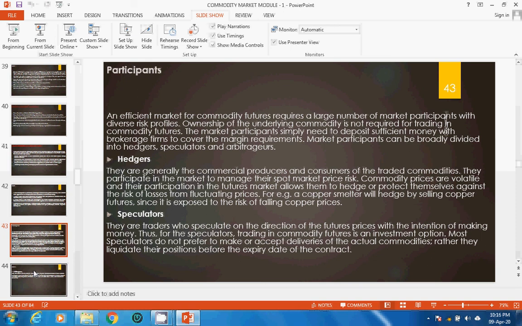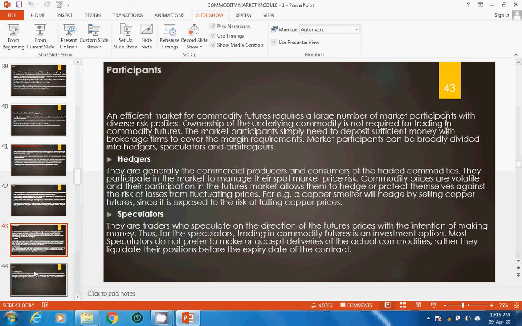Market participants can be broadly classified into hedgers, speculators, and arbitrators. So let's understand these three types of participants in the commodity market. Hedgers.